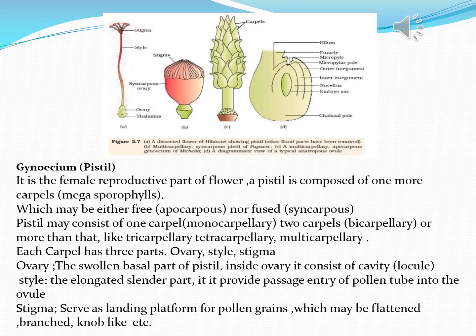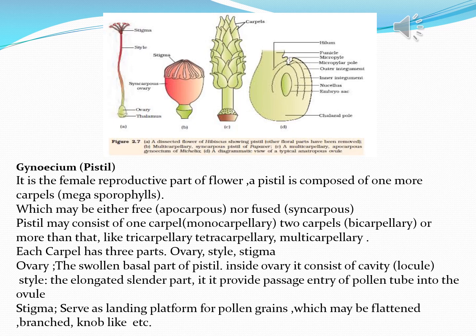If the pistil consists of one carpel, we call it monocarpellary. If it has two carpels, we call it bicarpellary. If it consists of three carpels, we call it tricarpellary. If it consists of more than that, we call it multicarpellary. These carpels may be either free or fused. If the carpels are free, we call it apocarpous. If the carpels are fused together, we call it syncarpous.